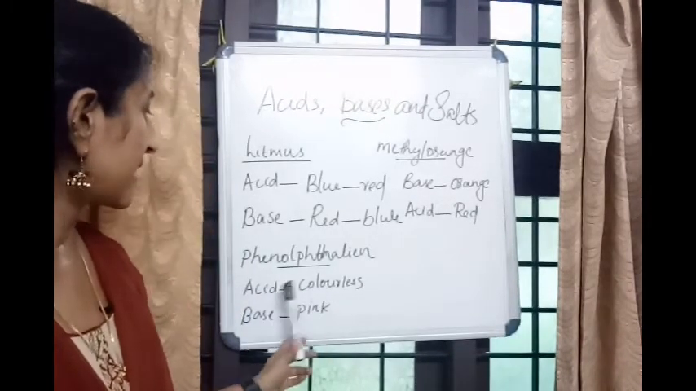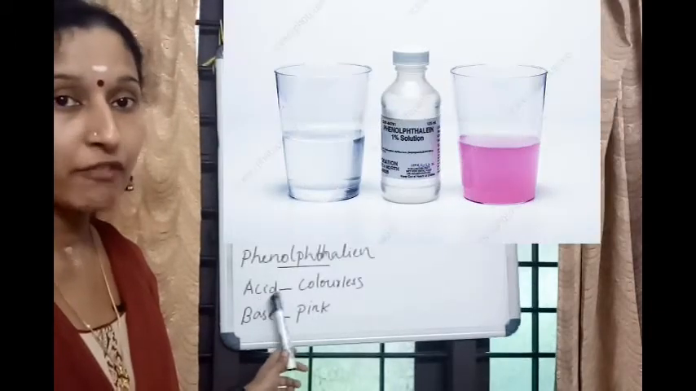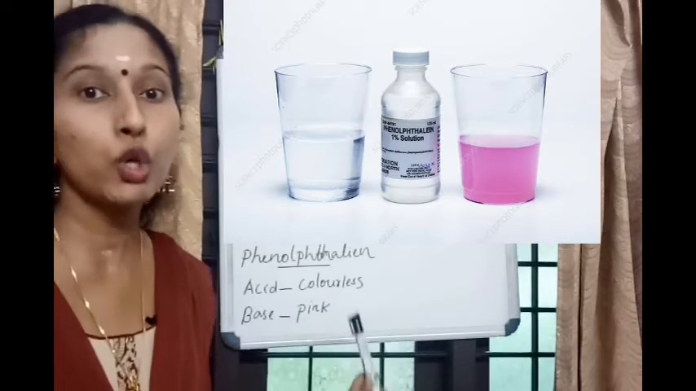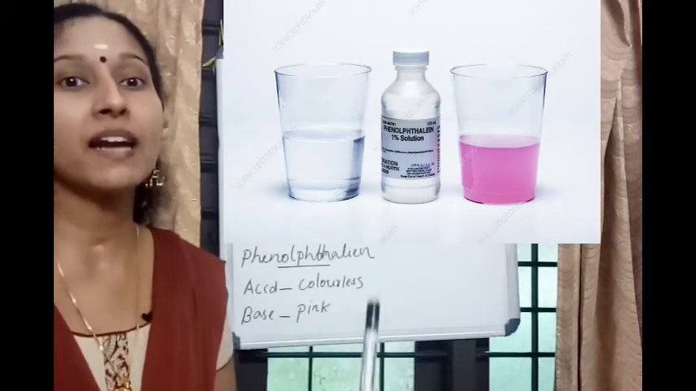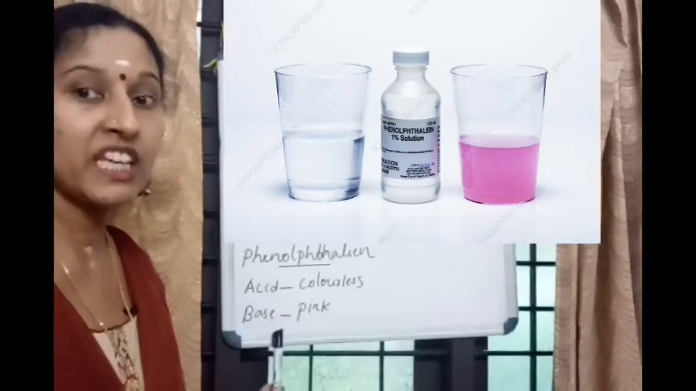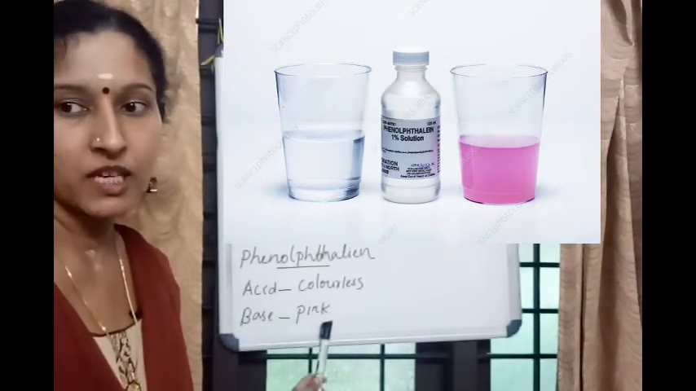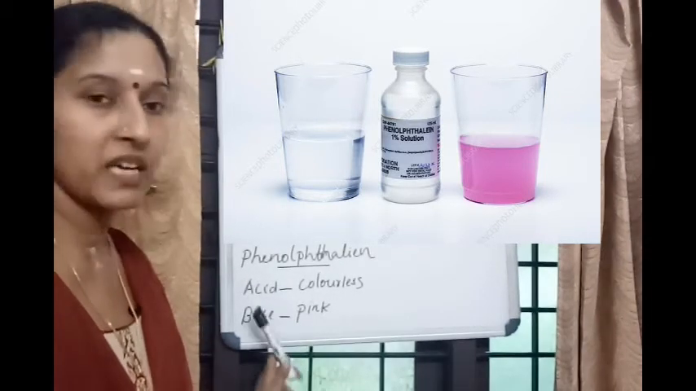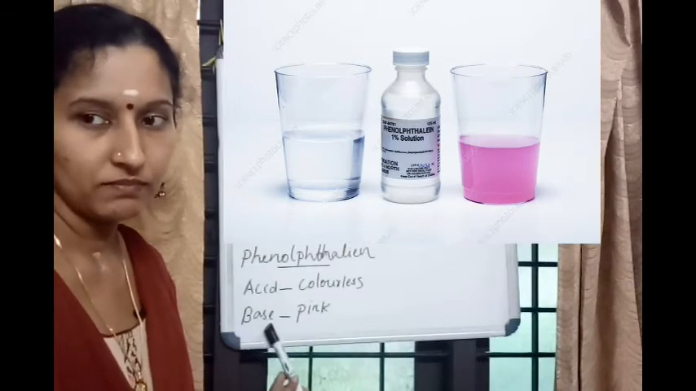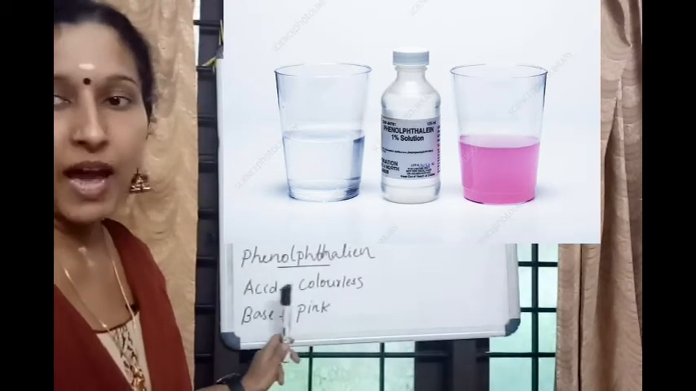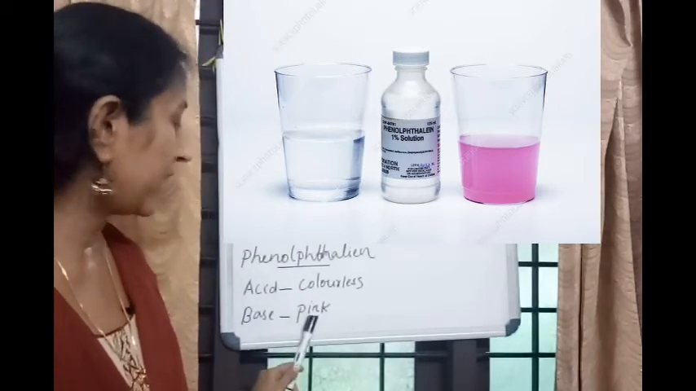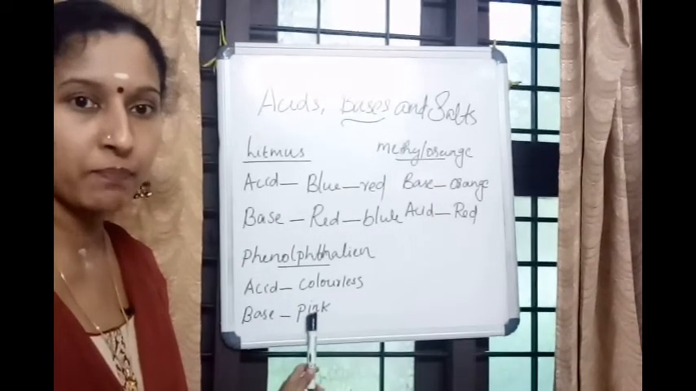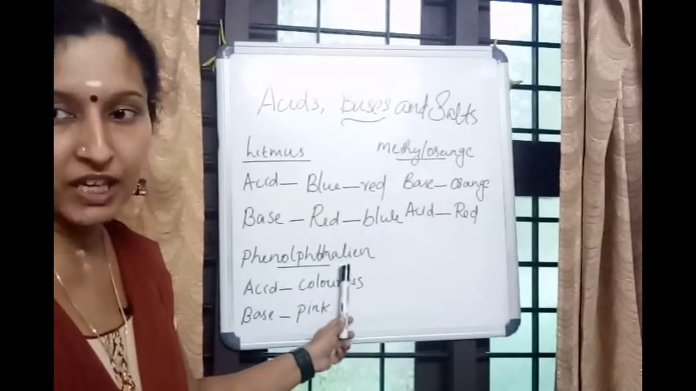Phenolphthalein is colorless in acidic medium. If we add phenolphthalein into an acid, we get colorless solution. That means no color change. If we add the same into a base, it gives pink color, which means phenolphthalein is pink in basic medium. Phenolphthalein is colorless in acidic medium and pink in basic medium. Why does it show color changes only in the basic medium? Because it is a basic indicator.